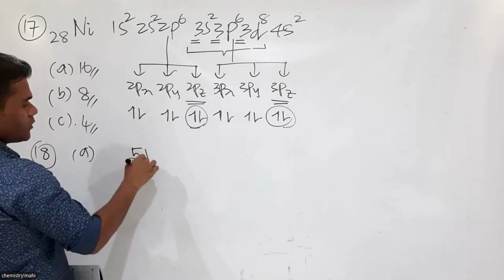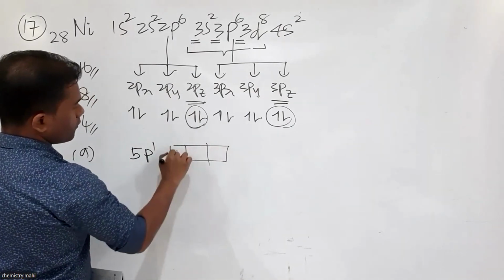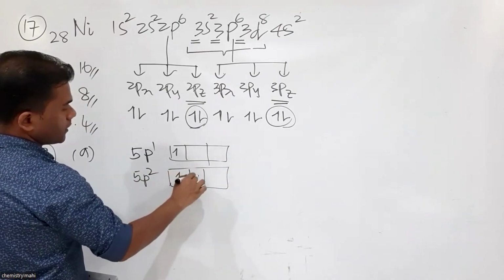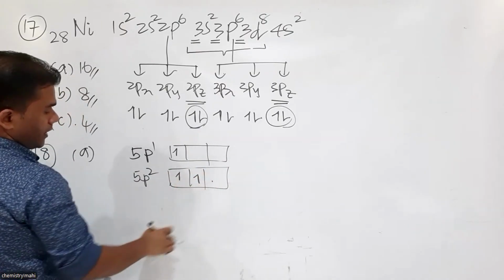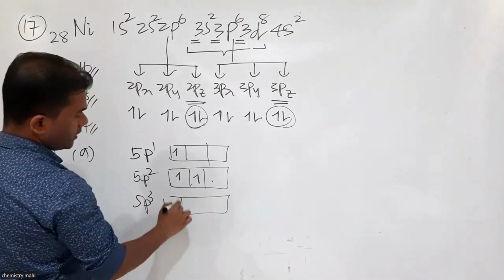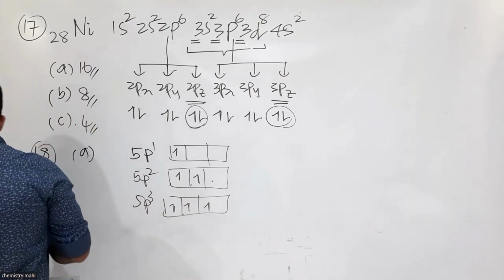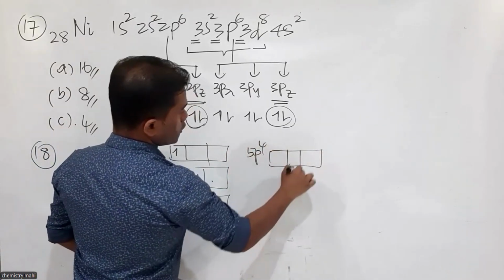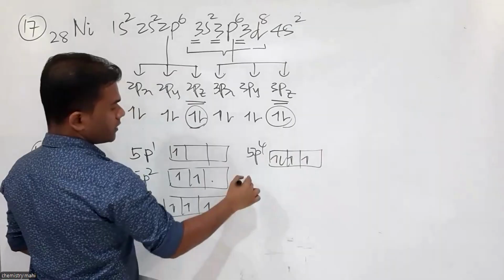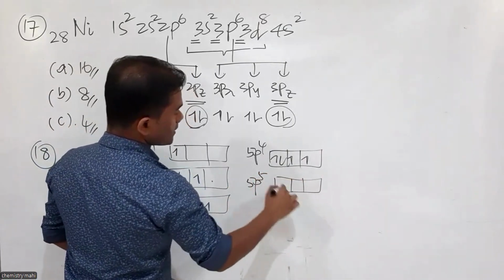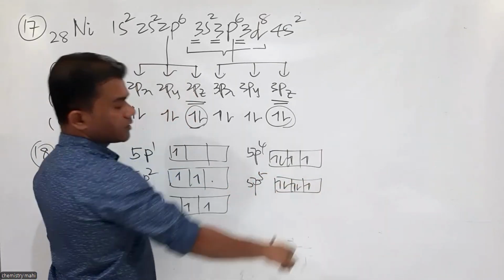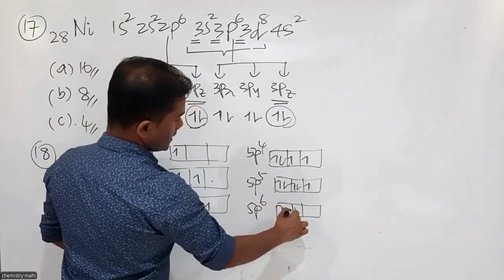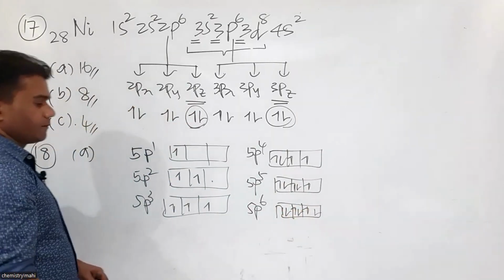Logically, one unpaired in 5p means 5p1, which has only one unpaired electron. What about 5p2? Two unpaired. What about 5p3? Three unpaired. Hund's rule, you remember that? Then what about 5p4? 1, 2, 3, 4, two unpaired. The 5p5 again has one unpaired electron. 5p6 has no unpaired electron because it's completely filled, all are paired. I hope you got it.